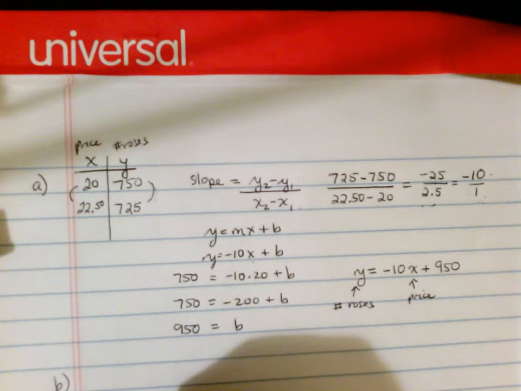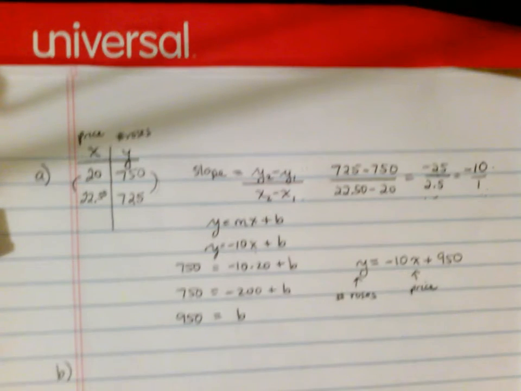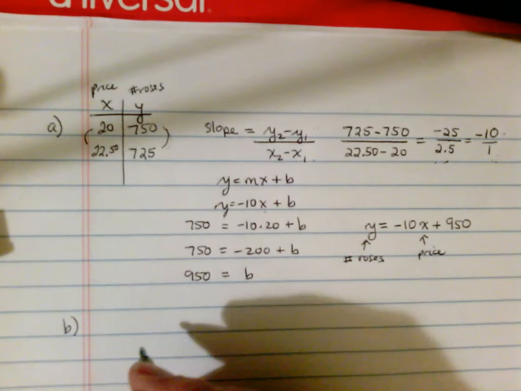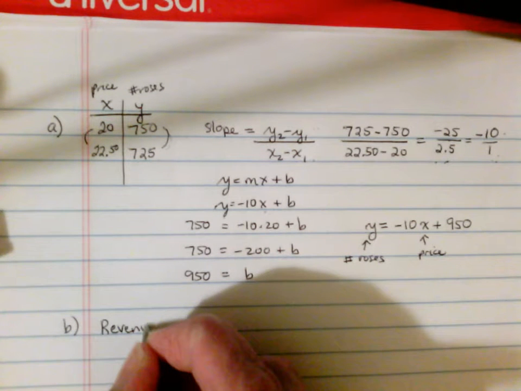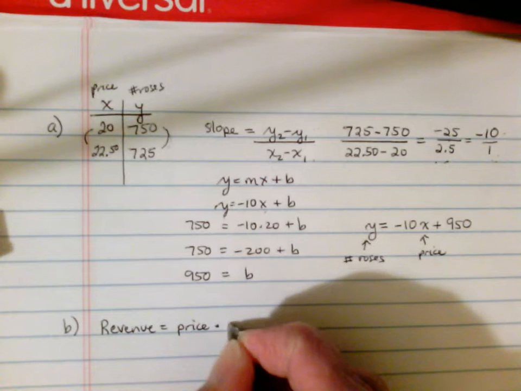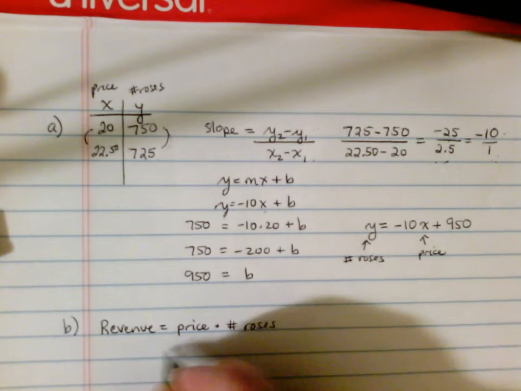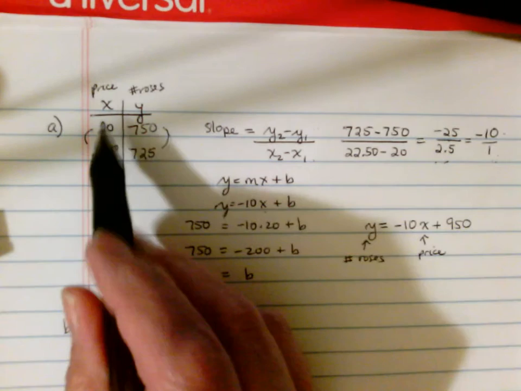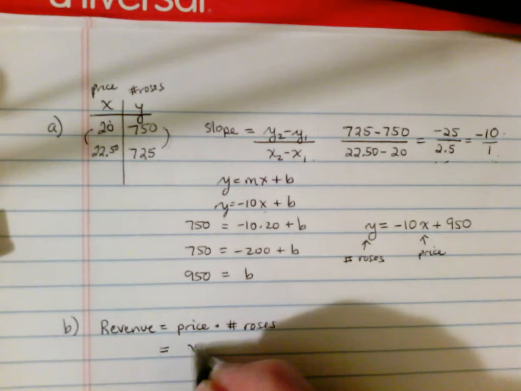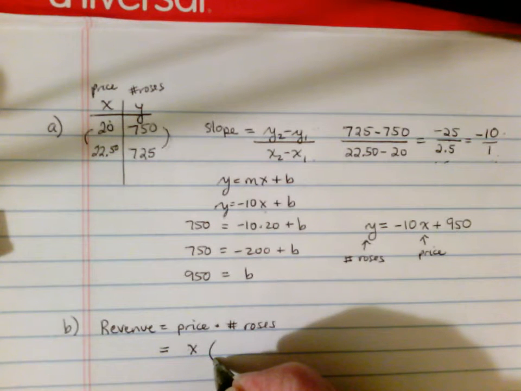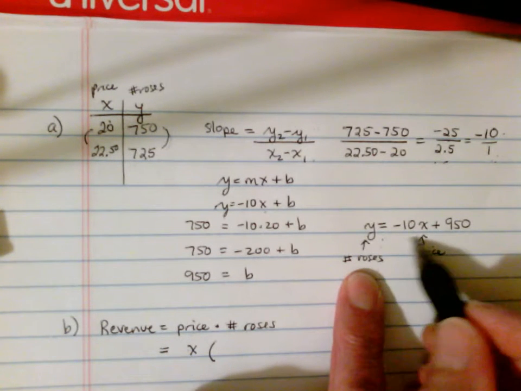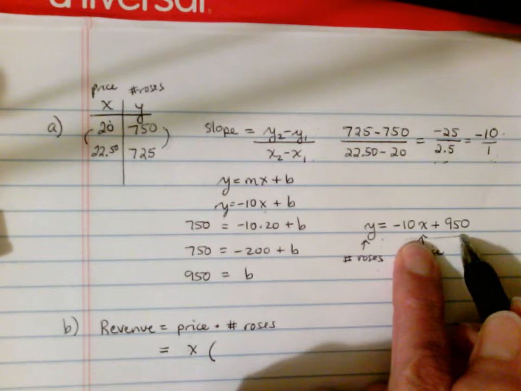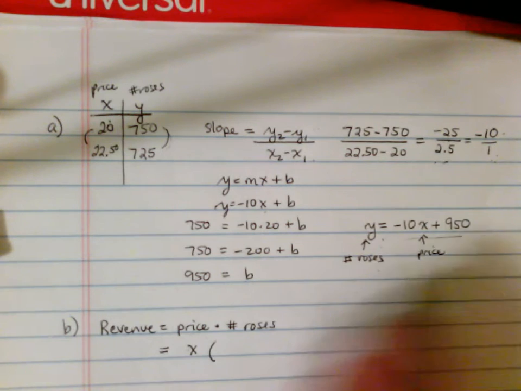Part B asks us to write the revenue function. Okay, and at the top it reminds us that the revenue function is always going to be price times the number of items sold. So revenue equals price times, in this case, the number of roses. Well, price is just x, so I'm going to substitute an x for that part. Number of roses, I want everything in terms of just x. I don't want to use y for the number of roses. So notice over here that y, the number of roses, is equal to negative 10x plus 950. This is what I'm going to put in for the number of roses.